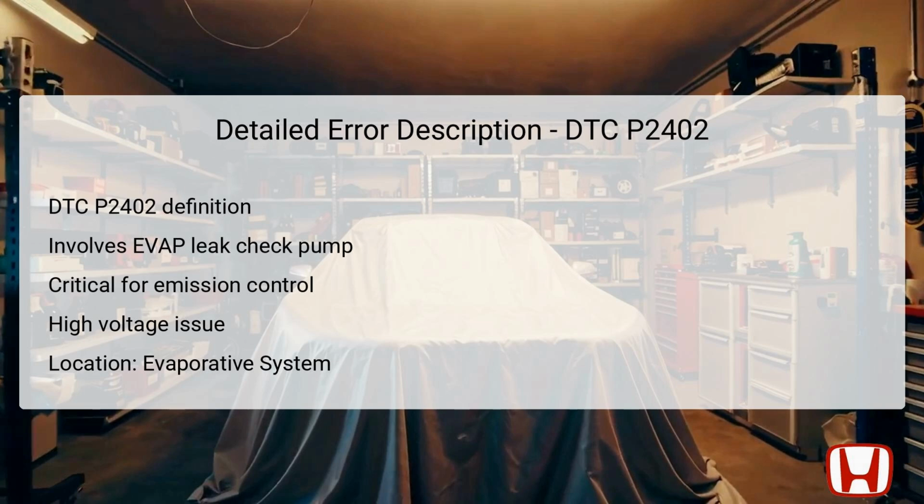The EVAP leak check pump is typically located in the engine compartment and is crucial for maintaining fuel efficiency and reducing harmful emissions. When this pump does not operate correctly due to high voltage, it can lead to larger issues with emissions compliance. Understanding where these components are situated and their function is fundamental in diagnosing and repairing the DTC accurately. This DTC points towards a potential malfunction in how the EVAP system monitors fuel vapors.